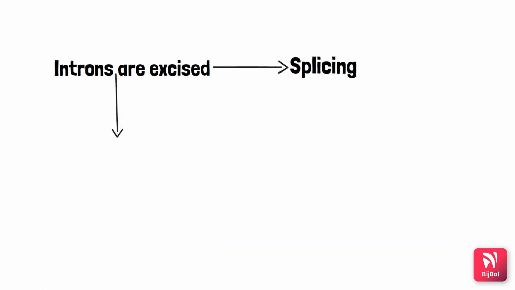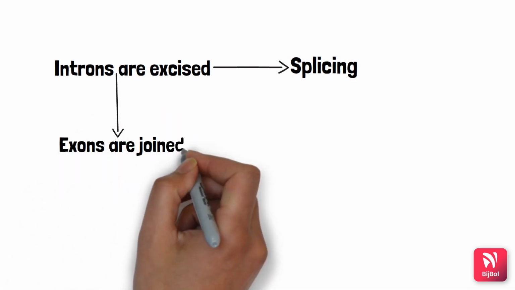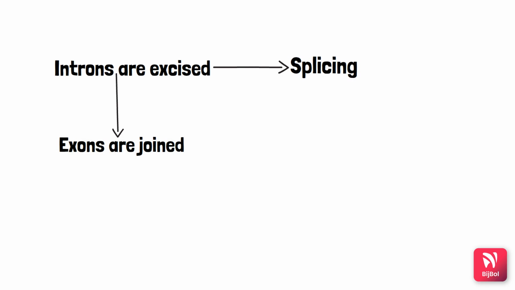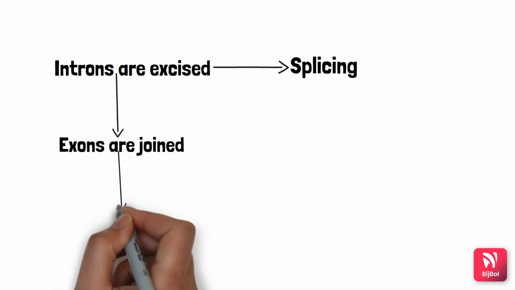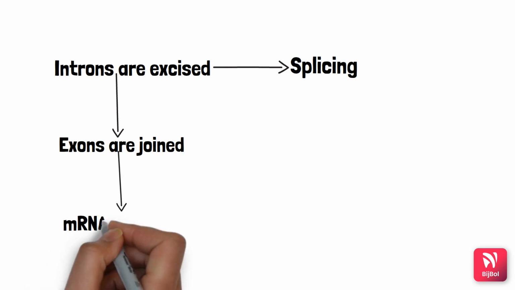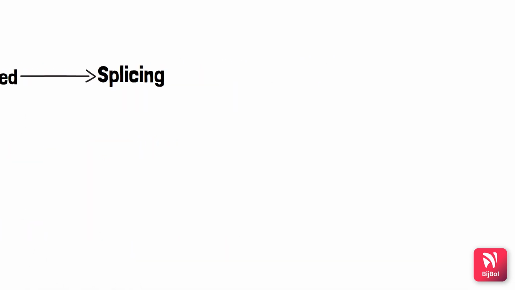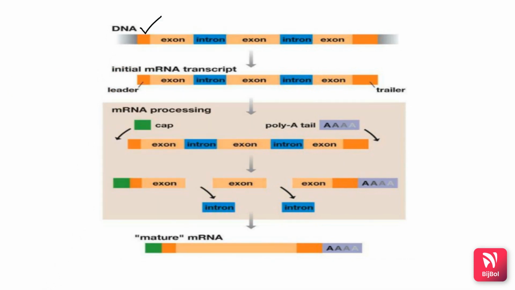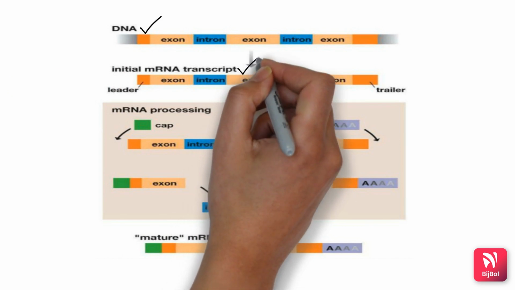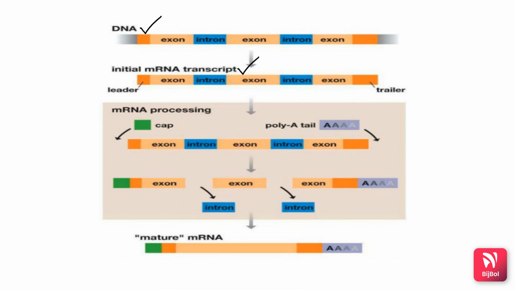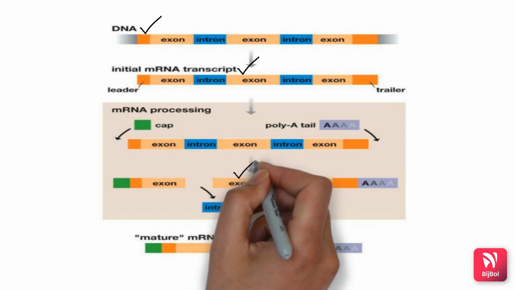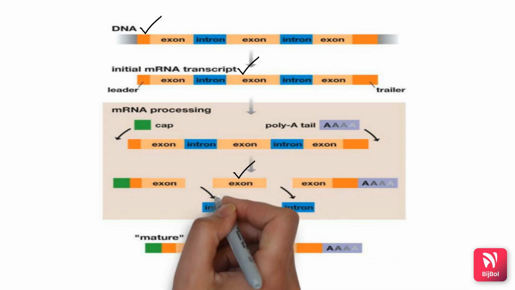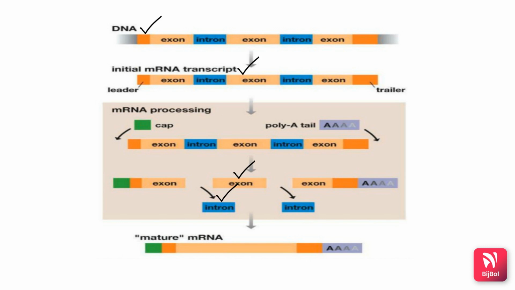After the introns are removed by splicing, the exons which are left over on the pre-mRNA are joined together. Finally, all the exons, which are the coding regions, together form the mRNA. If you can see in this picture, this is a double-stranded DNA having both introns and exons, from which the pre-mRNA is formed, which also has introns and exons. The introns, being the non-coding regions, are to be excised. After the introns are excised, the exons which are left over are joined together, finally forming the mature mRNA.